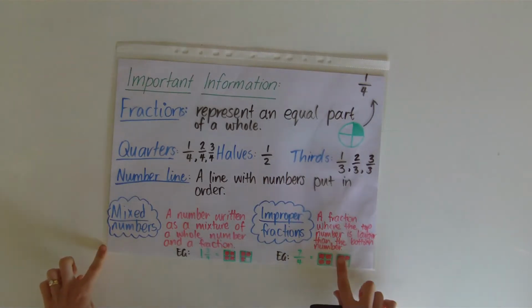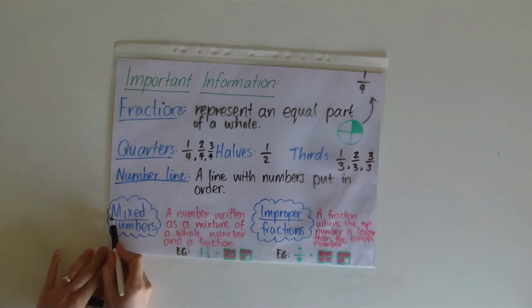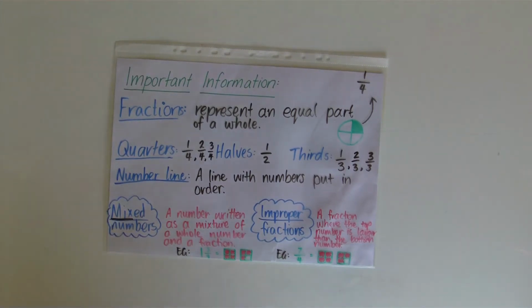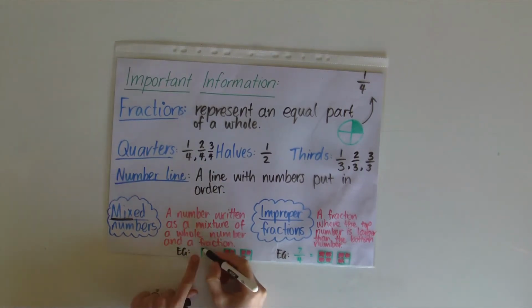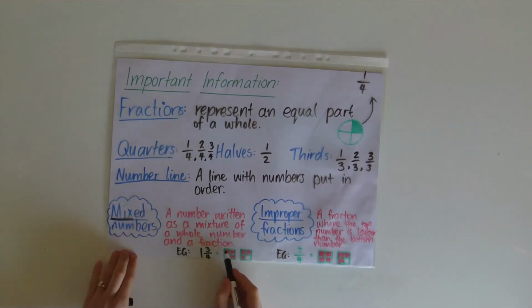And lastly, we have down the bottom here mixed numbers. A mixed number is a number written as a mixture, hence the name, of a whole number and a fraction. So I've got this example here. I might write over it because it's probably hard to see on the video. So 1 and 3 quarters, or 1 and 3 over 4, is the same as one whole.